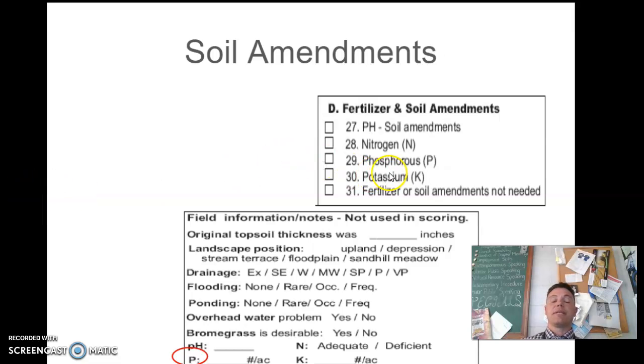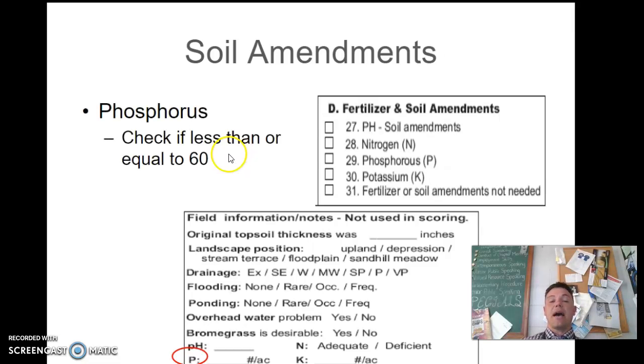The next one we're going to be dealing with is another mineral identified as phosphorus, or the letter P. Phosphorus is usually used in plant reproductive structures heavily, and we need it to be at 61 pounds or more per acre. If it is less than 60 or equal to 60, we check number 29.